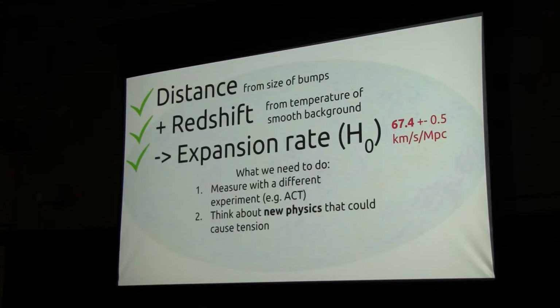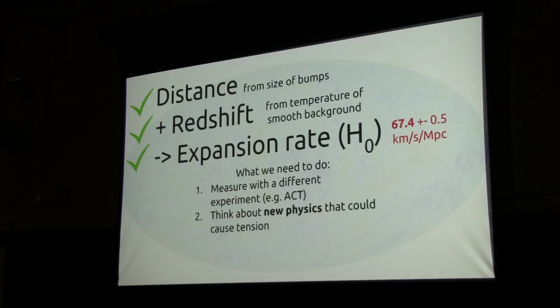So to summarize, we get the distance to the CMB from the size of the blobs that we measure in the CMB experiments. And we get the redshift from the temperature that we measured today combined with an estimate of what we think the temperature should have been when the CMB formed. Our best measurements of the CMB so far from Planck tell us that this expansion rate is something like 67.4, and it's in tension with measurements from other probes.